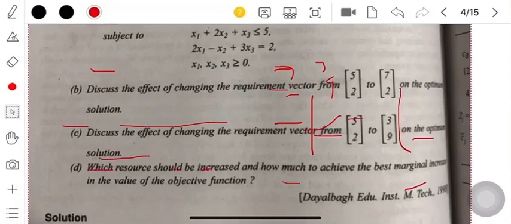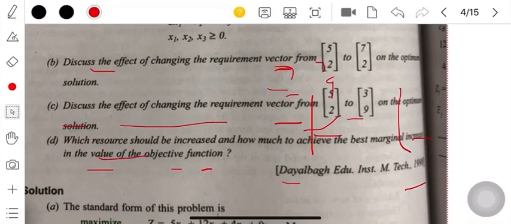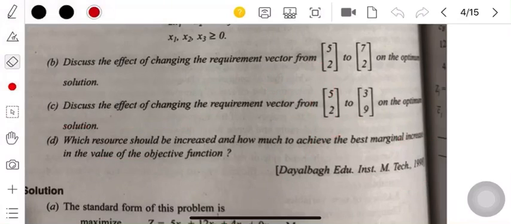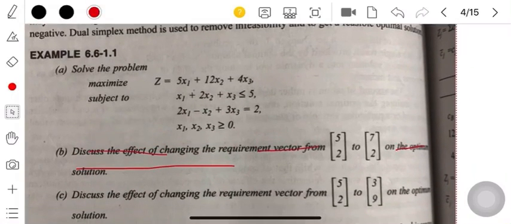And the third case is which resource should be increased and how much to achieve the best marginal increase in the value of the objective function, right? So this is the question that we are going to proceed with. So first we need to solve the given optimization problem and find the solution using the simplex method, because it's a 3 variable problem. So first let us find the optimal solution of the given programming problem. Okay, so what is the optimal solution?